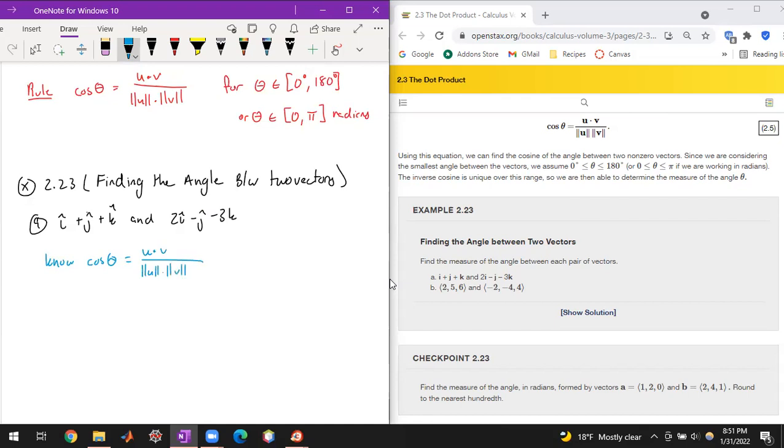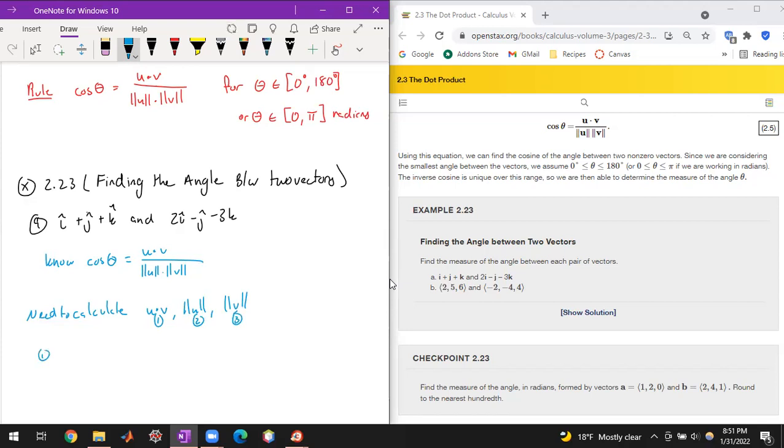So we need to calculate u dotted with v, the magnitude of u, and the magnitude of v. We can do this all at once or in 3 separate steps. I think I'm going to do them separately to start off with.